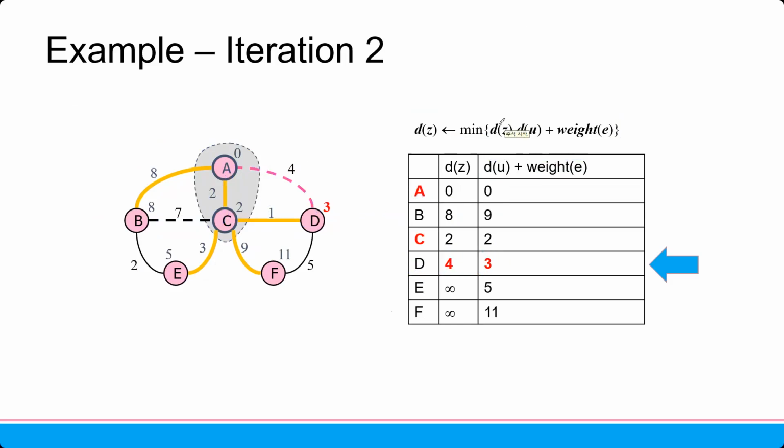Now we need to check what is the minimum. Let's go to this B. The minimum at this moment, we can check the C. Okay. C, we can go to E. We can go to E via C. Then it is 2 plus 3. Then it equals 5. We can go to F via C. So it is 2 plus 9. Then it is 11.